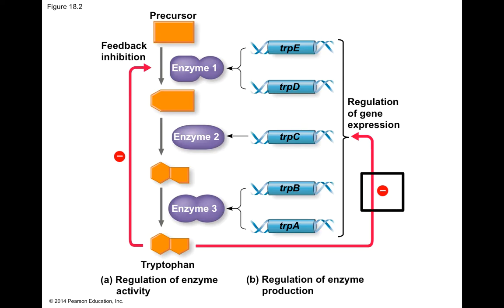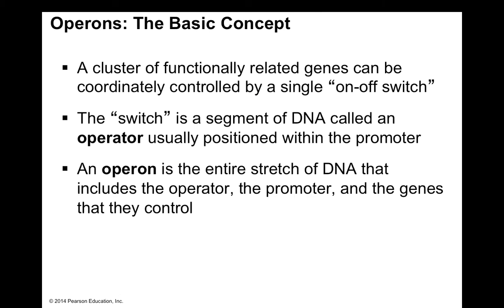These 3 enzymes are coded for by 5 different genes. It could possibly be more efficient if you can control the production of tryptophan at this level and not waste energy and resources by not making the enzymes in the first place. Wouldn't it be great if there was one switch that would turn the genes on or turn the genes off? Well, bacteria have a switch like that, and that switch is called an operon.